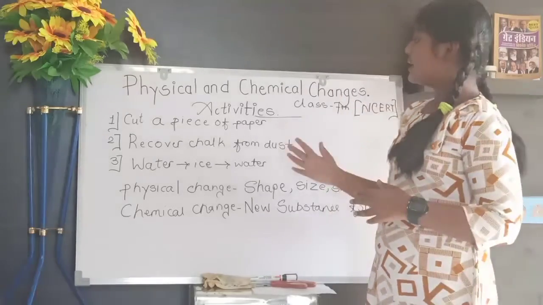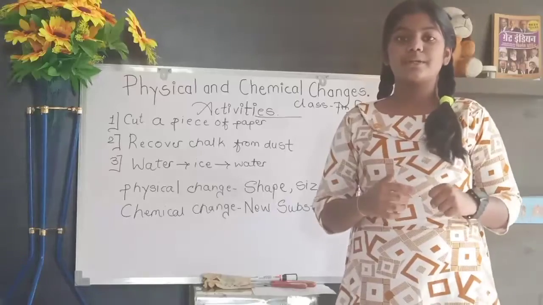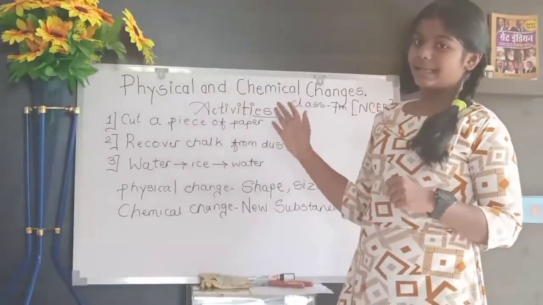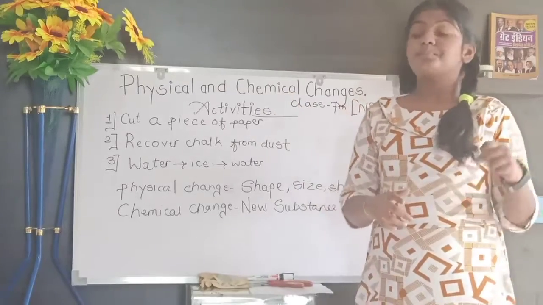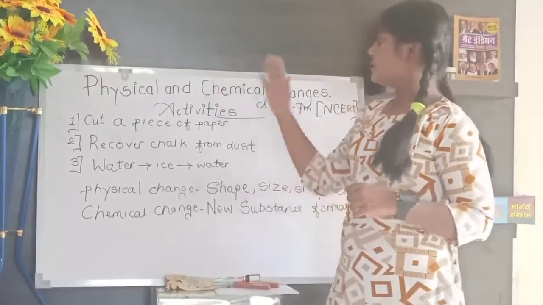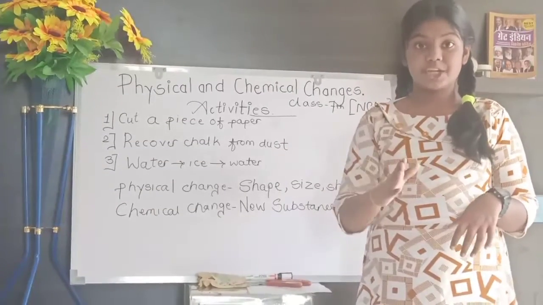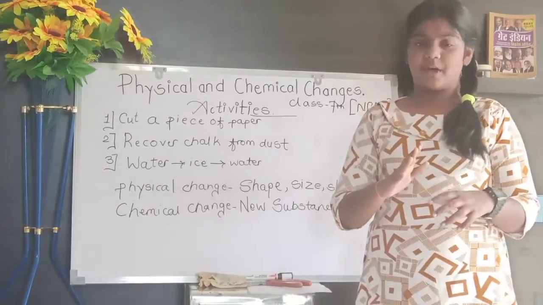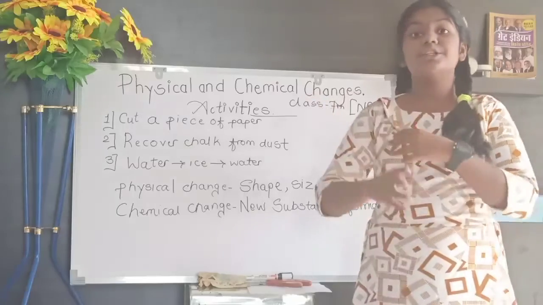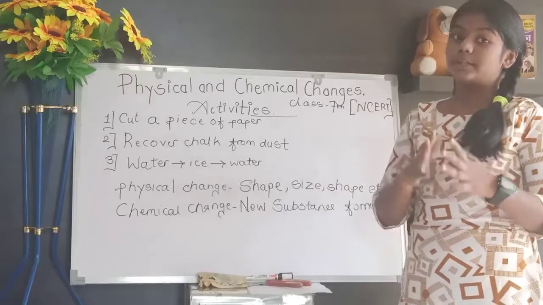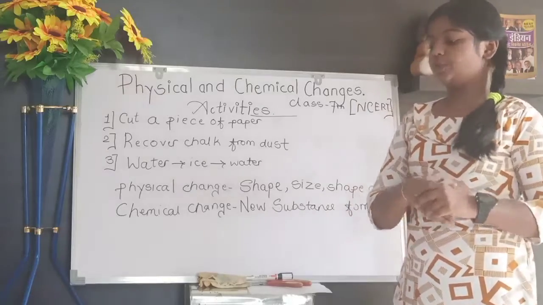So before starting this chapter, I would like to tell you the basic things of physical and chemical change. In physical change, only physical change happens, like in shape, size, etc. And in chemical change, a new substance is formed. So here we will see what is physical change and chemical change.